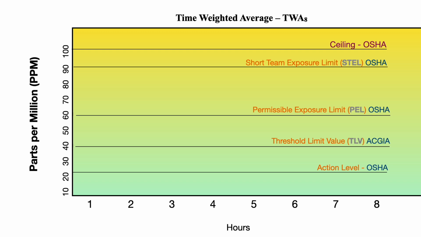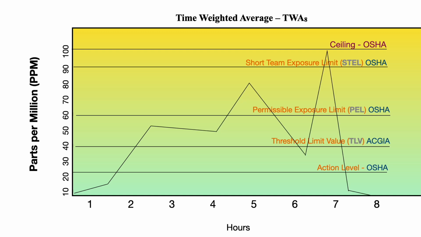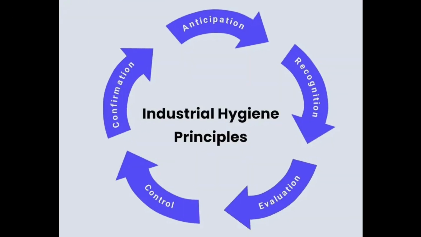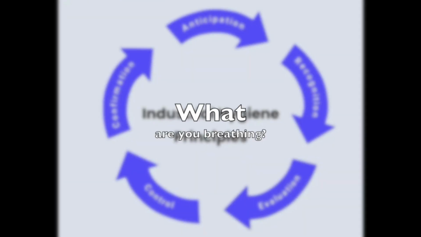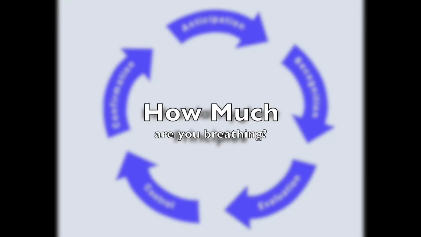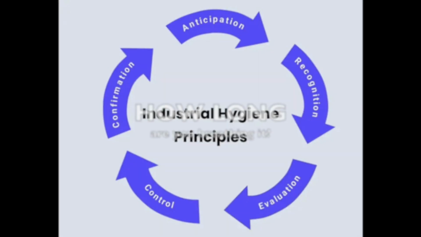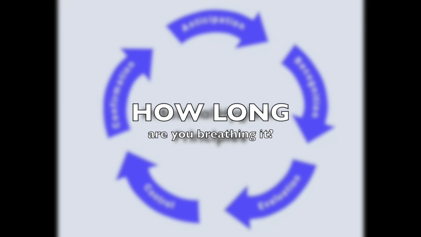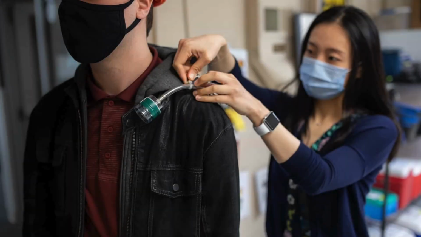Now, on a typical workday, your exposure is going to vary. So if you follow this line, you can see where your exposure is going up and down throughout the day. This is very difficult to track to determine your time-weighted average. That's why we have to have an industrial hygiene program. We have to know what you're breathing. We need to know how much you're breathing. And we need to know how long you are going to be breathing that toxin.